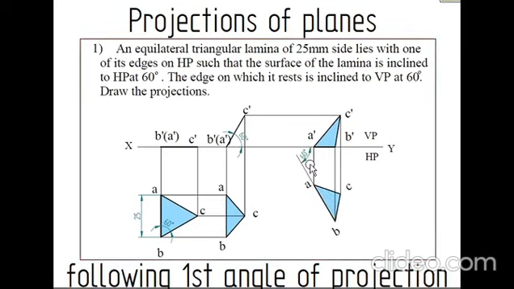Next, the lines will be projected upward: A, A dash, B, B dash, and C, C dash. The points will be marked and joined to get the final position of the front view. So this is how the projection of planes of an equilateral triangular lamina is done.